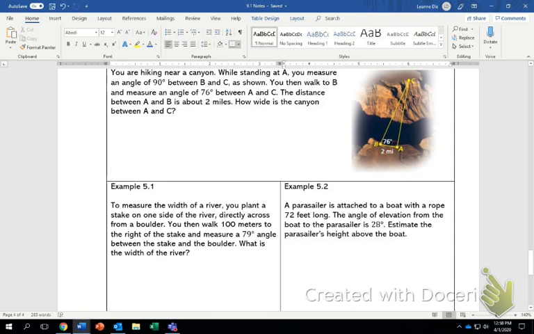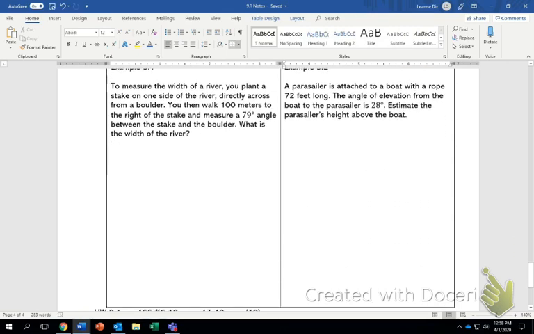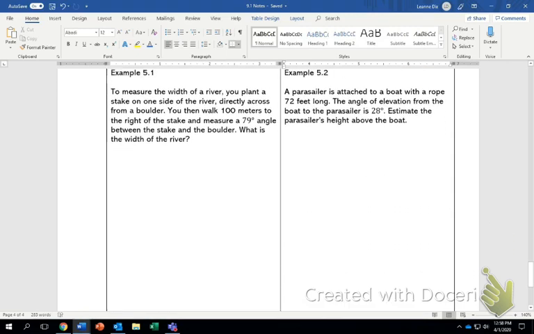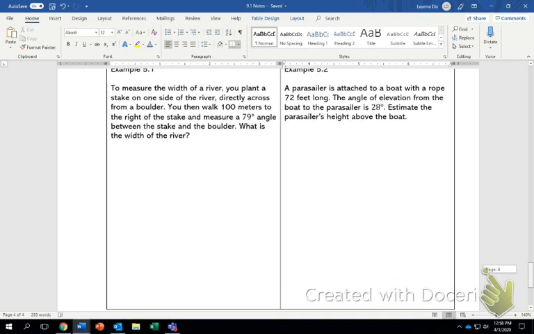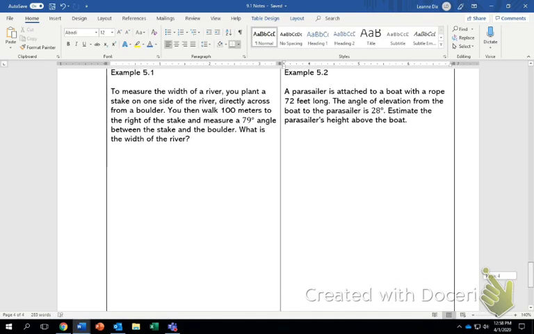All right, so let's look at example 5.2. It says a parasailer is attached to a boat with a rope 72 feet long, and the angle of elevation from the boat to the parasailer is 28 degrees. Estimate the parasailer's height above the boat. With this one, it's always better if you have a picture. In our previous example, they had the picture drawn for us, but now they don't.